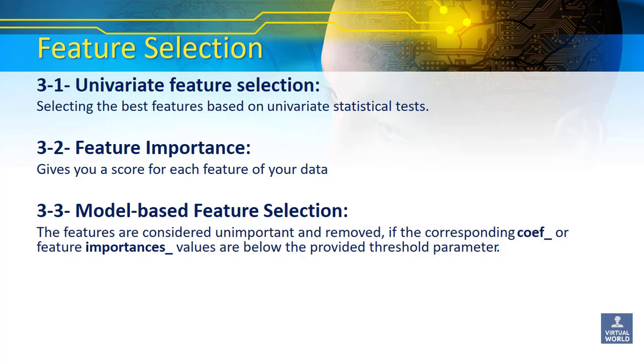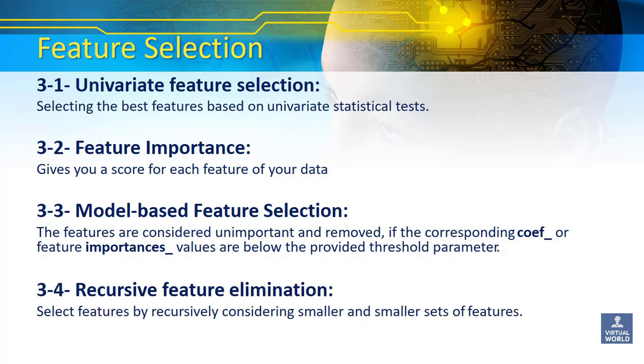The third type of feature selection is model-based feature selection. Model-based feature selection is a method transformer that can be used along with any estimator that has a coefficient or feature importance attribute. The features are considered unimportant and removed if the corresponding coefficient or feature importance values are below the provided threshold parameter.